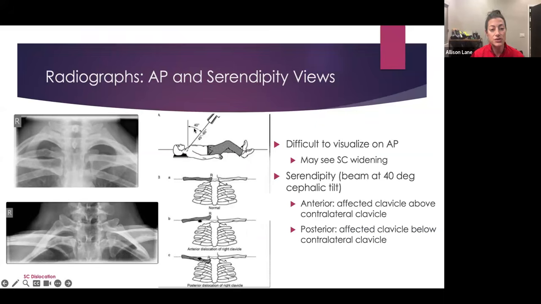So instead, or in addition, we can do a serendipity view. So we have a beam at 40-degree cephalic tilt. This would be a normal joint here and here. And then in this one, for an anterior dislocation, the affected clavicle is above the other side. So anterior is going to be above it, and posterior is going to be below it. Over here, in this serendipity view, you can see that left SC joint, that clavicle is above. So we're going to think this is an anterior dislocation.